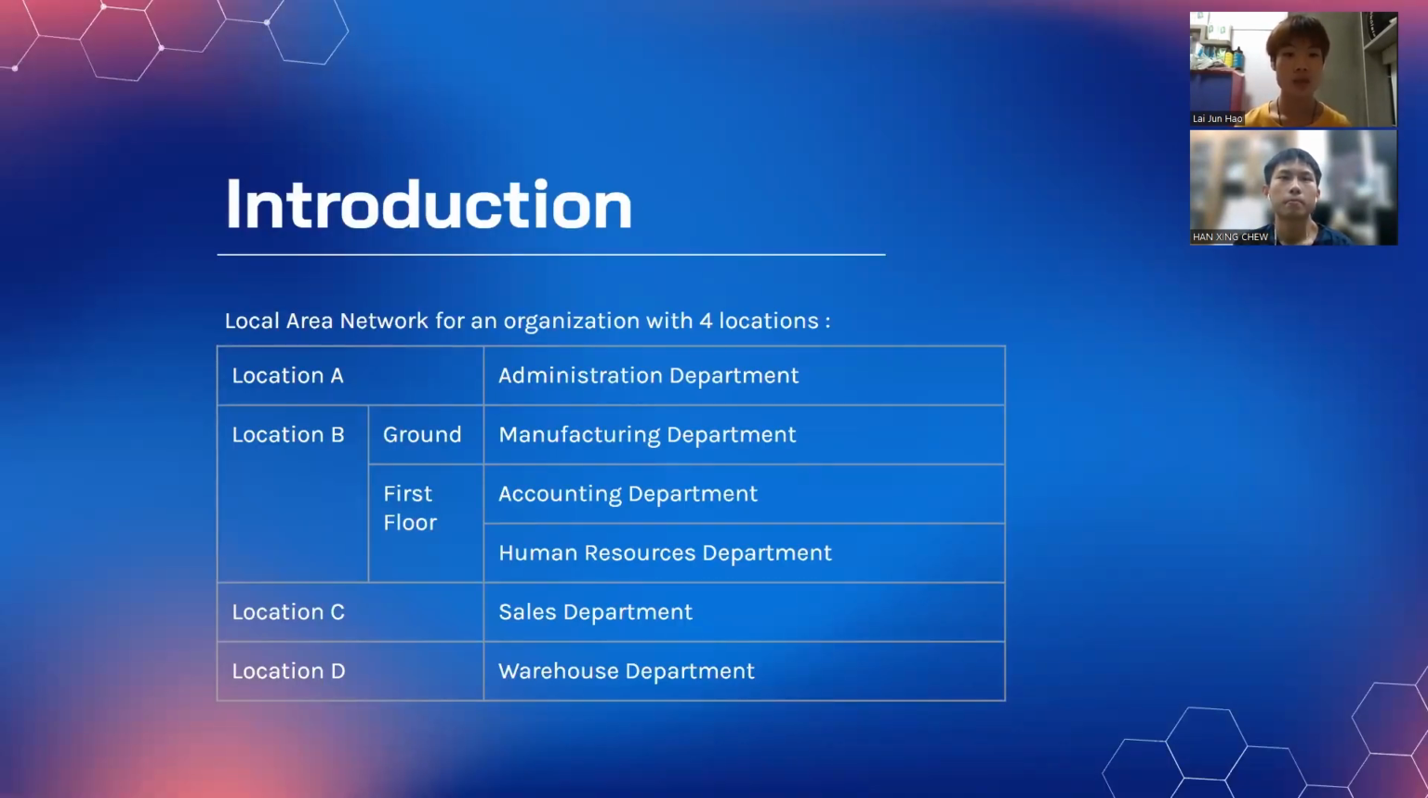For the introduction, we are going to talk about the local area network for an organization with four locations. The first location is the administration department. The second location has two floors, the ground floor and the first floor. The ground floor represents the manufacturing department, and the first floor has two departments: the accounting department and the human resource department. Location C represents the sales department, and location D represents the warehouse department.